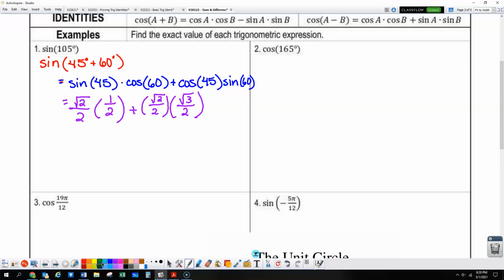And then here we're just going to multiply together. On the top, square root of 2 times 1 is square root of 2, 2 times 2 is 4. Now square root of 2 times the square root of 3, whenever you do this, you can combine the insides by multiplying, and so this would be 6. So square root of 6 over 4, and so finally my answer would be square root of 2 plus the square root of 6 over 4.